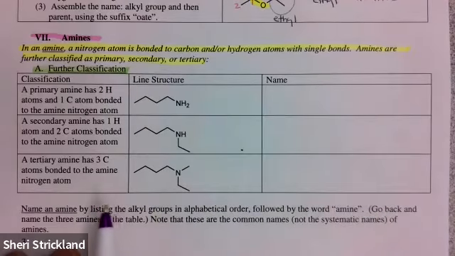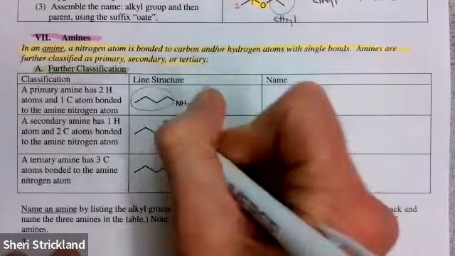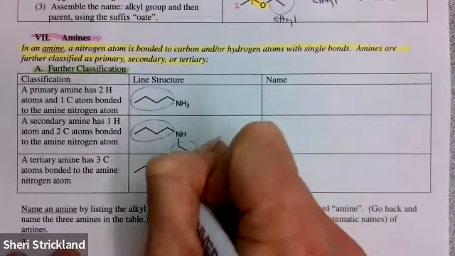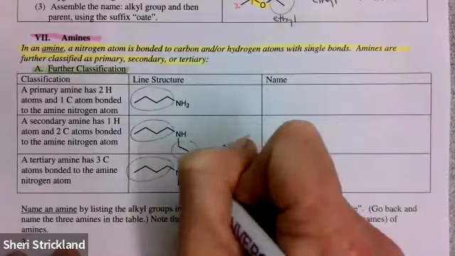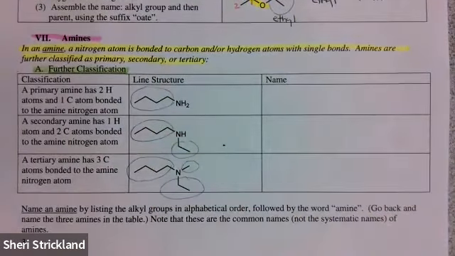Now we're going to name these amines with more of a common name than a systematic name. What we're going to do is name all the alkyl groups in alphabetical order and then follow it by the word amine. So there is one alkyl group here for this primary amine. There are two here, and there are three here. All right, so first thing I want you to do is jot down the names of these alkyl groups. So pause the video, jot them down, and then come on back.